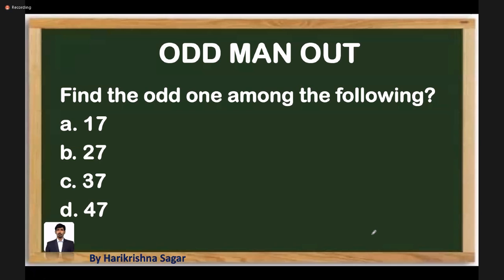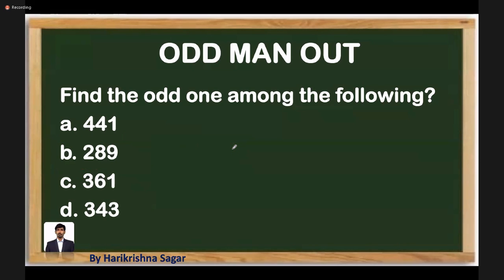Number questions are given in such a way that you are going to see the question 17, 27, 37, 47. They are just expecting us to find the odd man out here. If you observe carefully, 17 is a prime number, 37 is a prime number, 47 is a prime number. 27 is not a prime number, and 27 is a perfect cube. So 27 is the odd man out because that's the only one which is not a prime number. Remaining all are prime numbers. Mark it as option B.